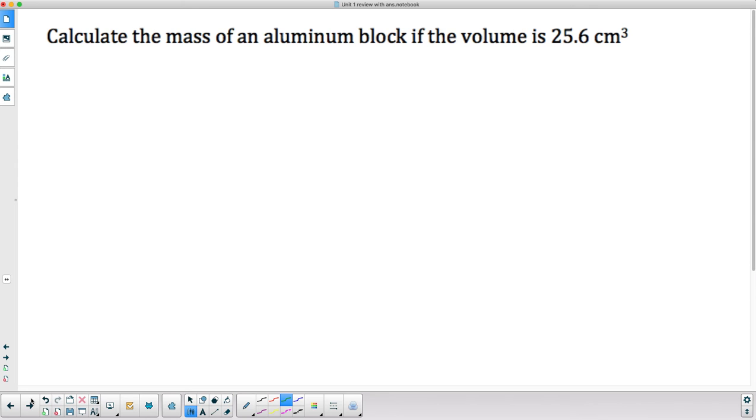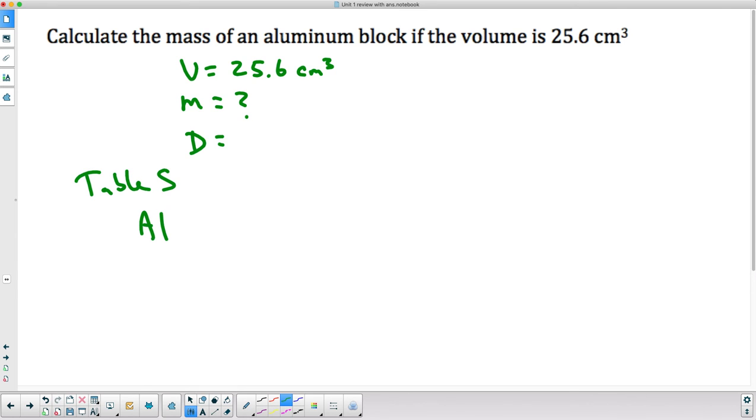Now, calculate the mass of the aluminum block if the volume is 25.6. Okay. Mass is what we're looking for. That means that we need density. What is density? Density is on table S. You're looking for aluminum. It should be number 13. It has a density of 2.70. That's grams per cubic centimeter.